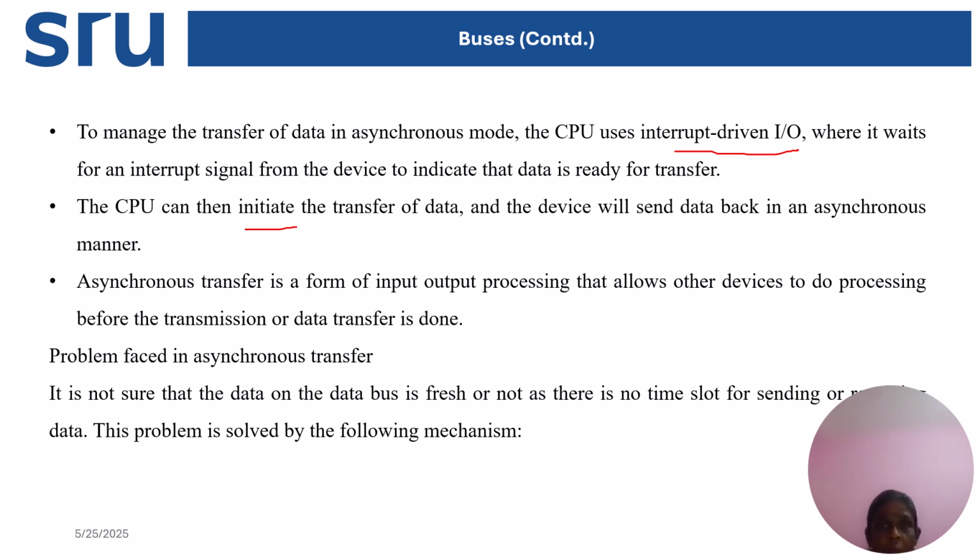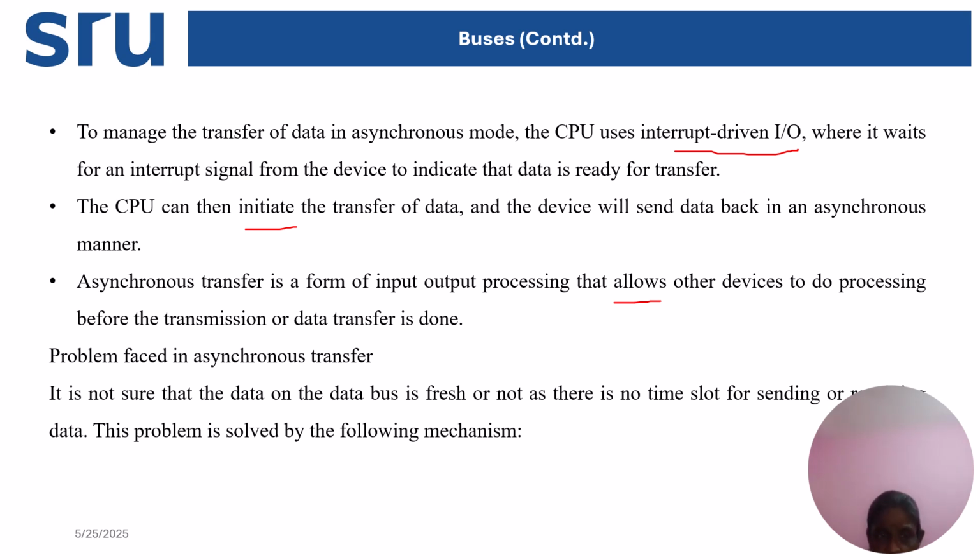Asynchronous transfer is a form of input-output processing that allows other devices to do processing before the transmission or data transfer is done. It allows other devices also to do the same processing before the transmission is done. Before the completion of data transfer, it is possible for other devices to send their data.